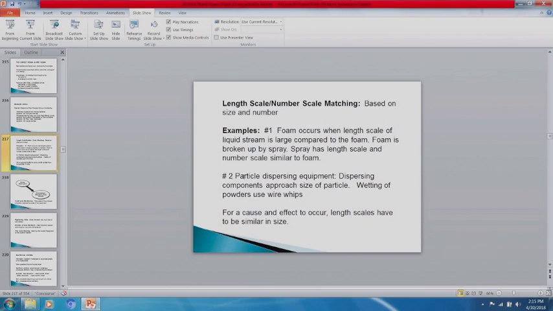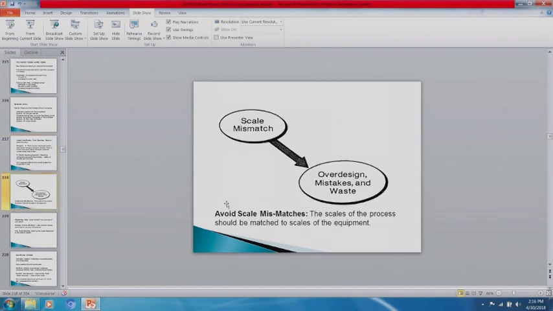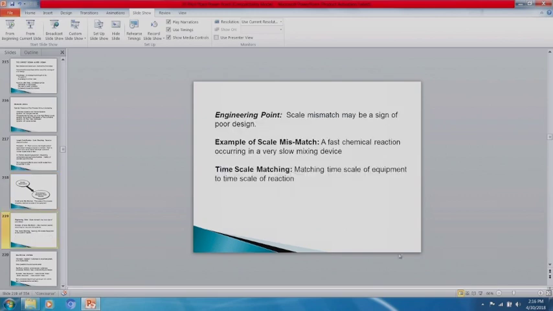If I'm dispersing powders, I wet the powders out using wire whips. Here, the powder particles are small. The wire whips are also small, and I have a sort of a match there. For cause and effect to occur, length scales have to be similar in size. This is very true. Avoid mismatches. A mismatch usually means over-design mistakes and waste. Scale mismatches may be a sign of poor design.